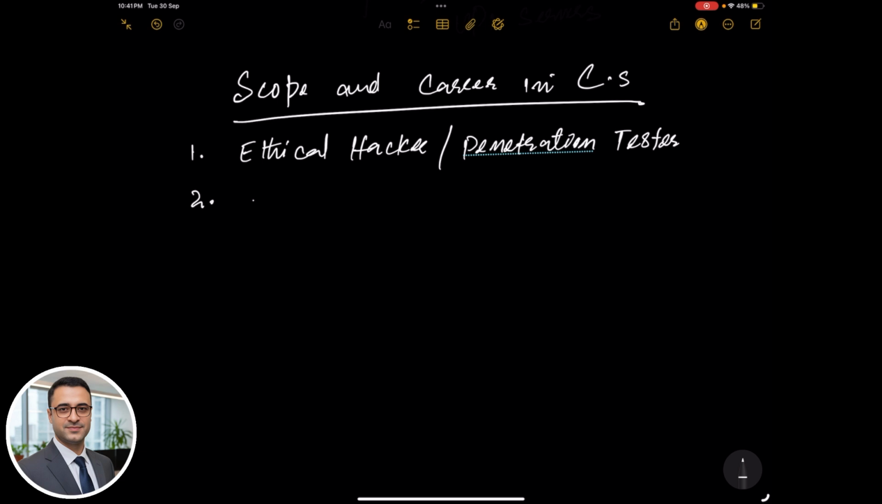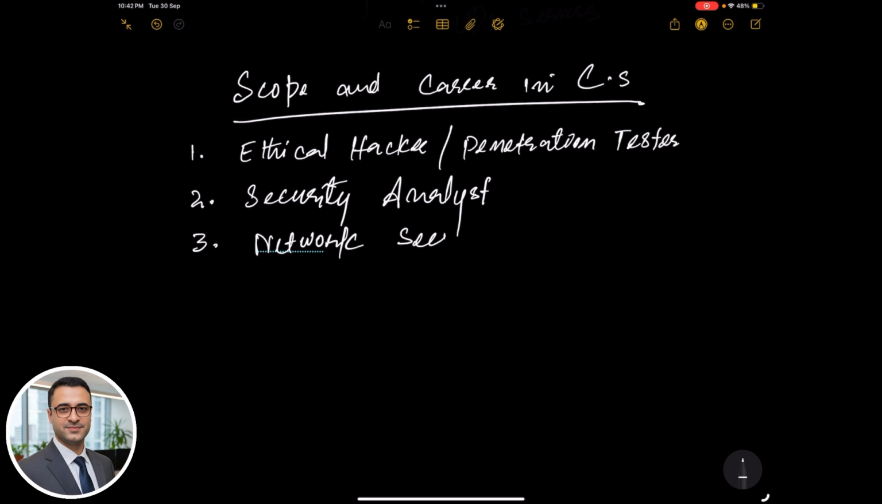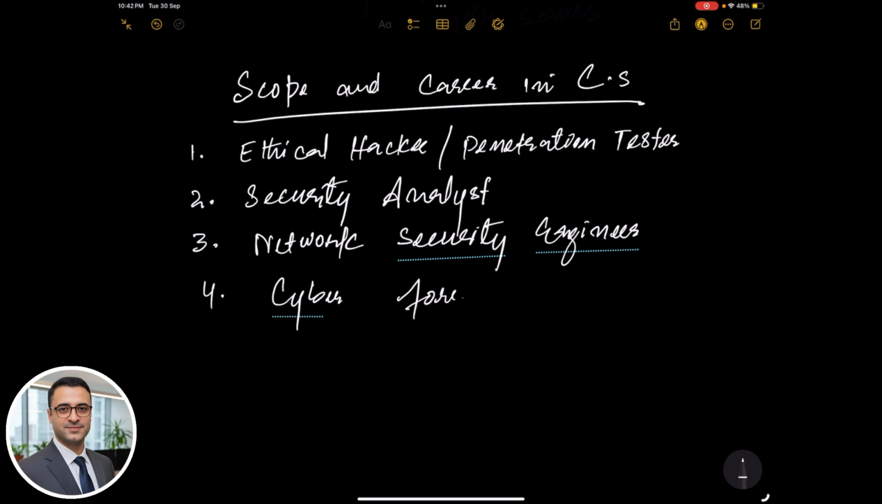Two, you can become a security analyst. You will analyze the system. You will come up with loopholes, flaws in your own system. So this security analyst will help you in making analysis of your system. Three, you can become a network security engineer. You can make sure that the networks are safe and secure. Fourth, you can become a cyber forensic expert, which is very much helpful in forensic science.